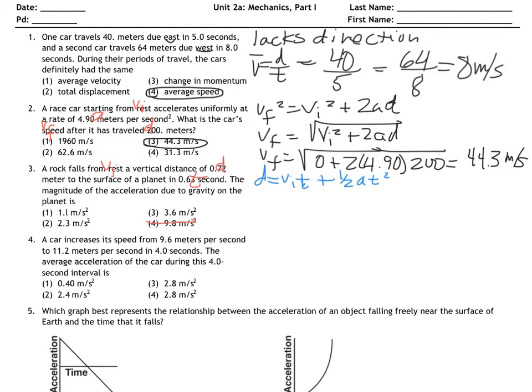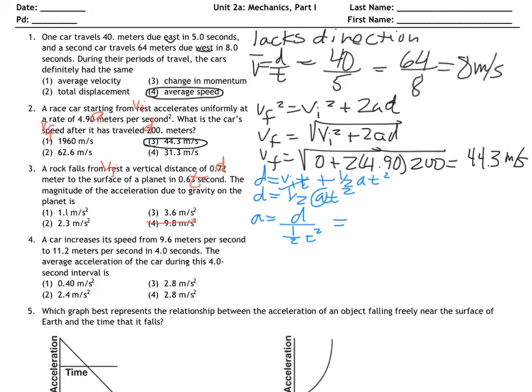I settled on d equals Vi t plus 1/2 a t squared, but I'm going to cross out Vi t because I can see that Vi is from rest, so that 0 would cancel that part out. That means really I'm just working with d equals 1/2 a t squared, and I am solving for a. So rearrange that equation and pause the video. So you get a equals d over 1/2 t squared.